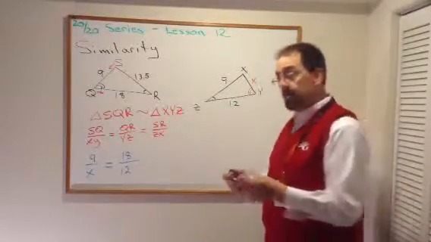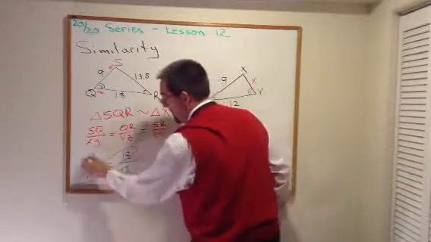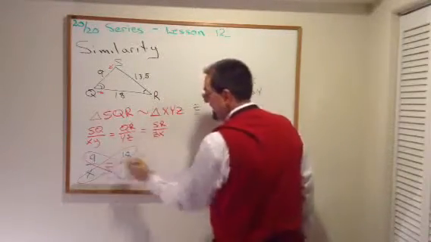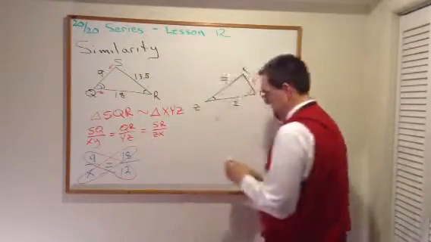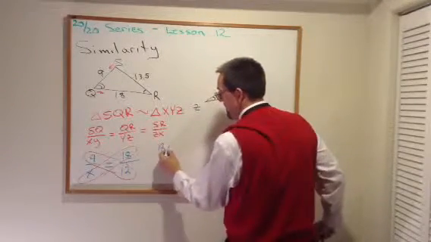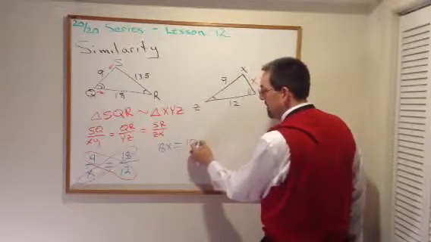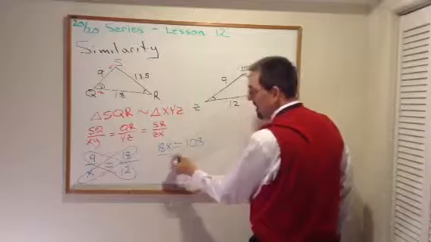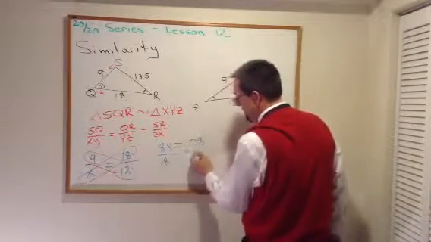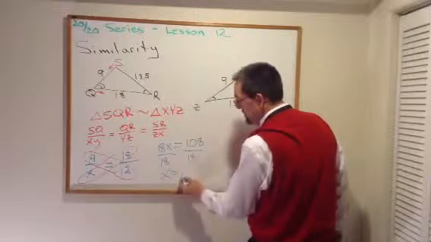Some of you are pretty good at that whole cross multiply. 18X is equal to 9 times 12, 108. How do we undo a multiplication? Divide. X is equal to 6.